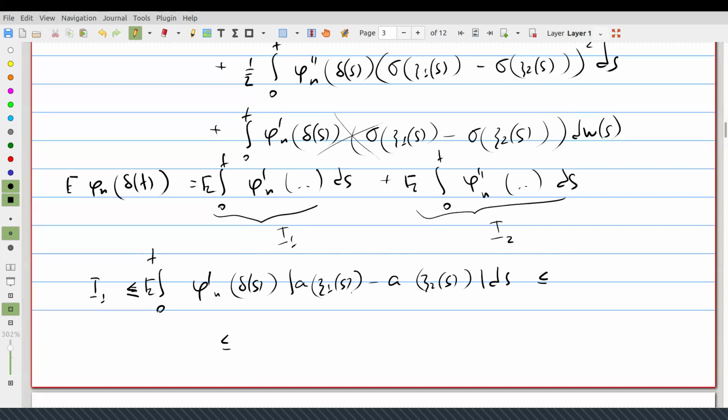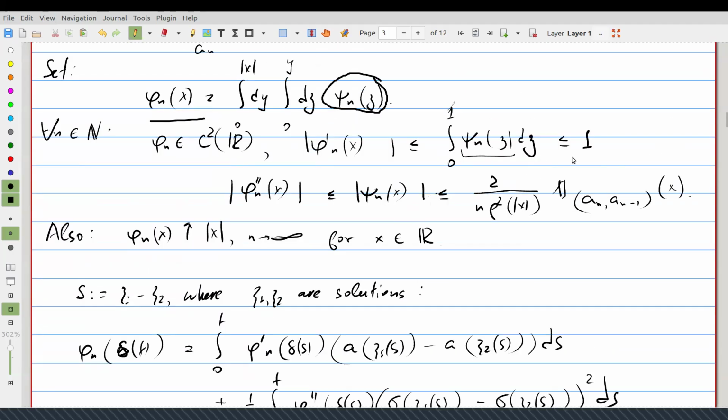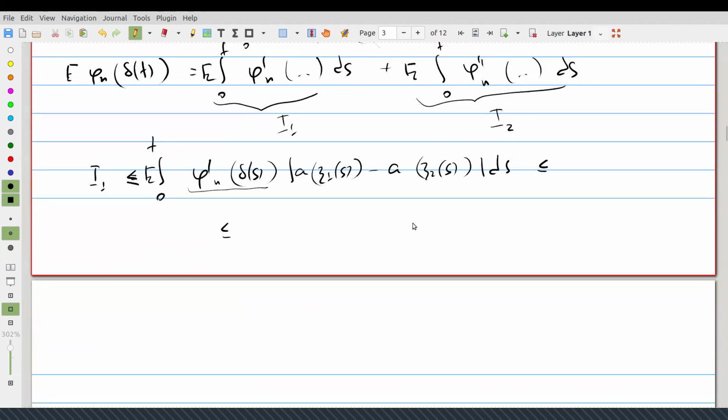Now, we already said that this is less than 1, and we have Lipschitz continuity. So for some constant it is less than the difference of size, which is exactly just delta of s ds.